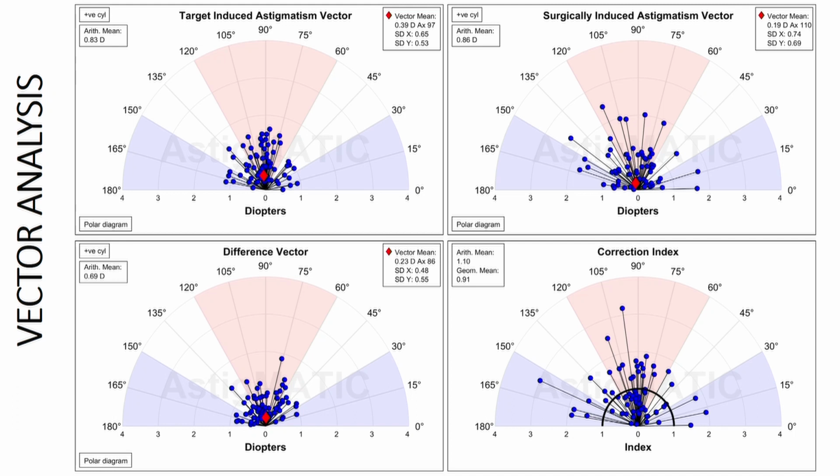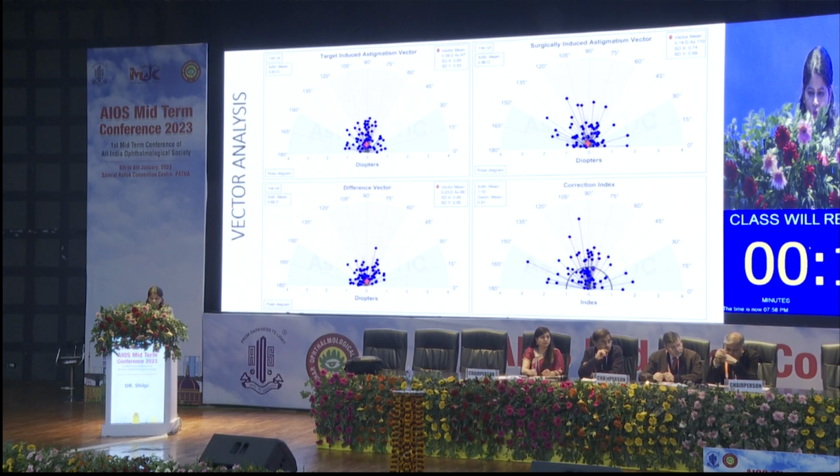Our study had a difference vector of 0.6, and the correction index shows the undercorrection versus overcorrection of astigmatism treatment. It can also be used as a measure of success. An optimal outcome is equal to 1, while in our study the outcome was 1.1.